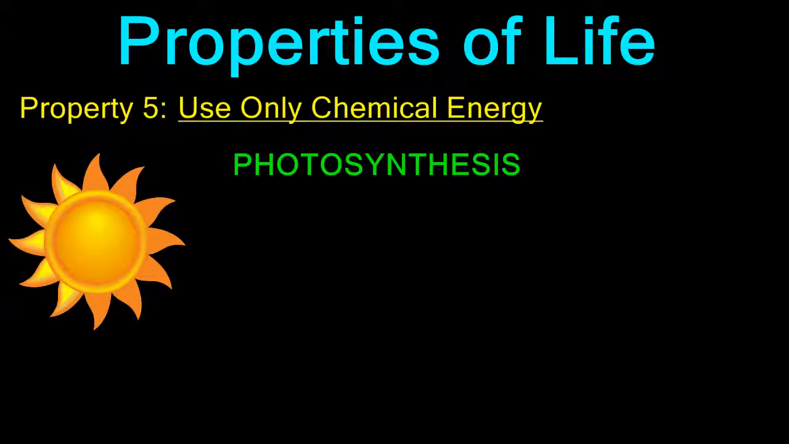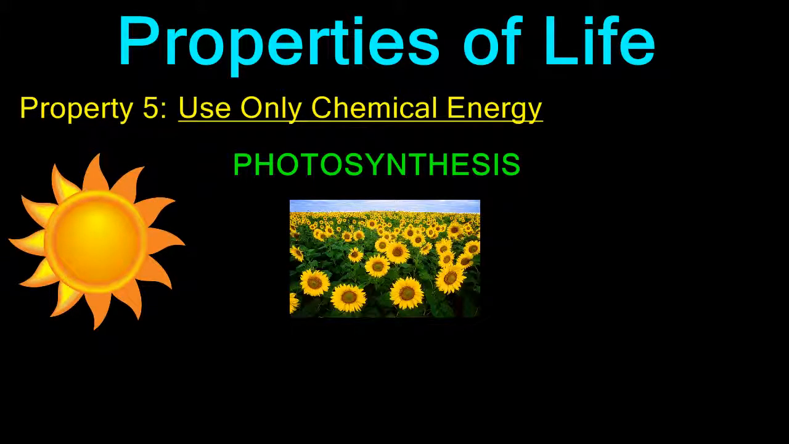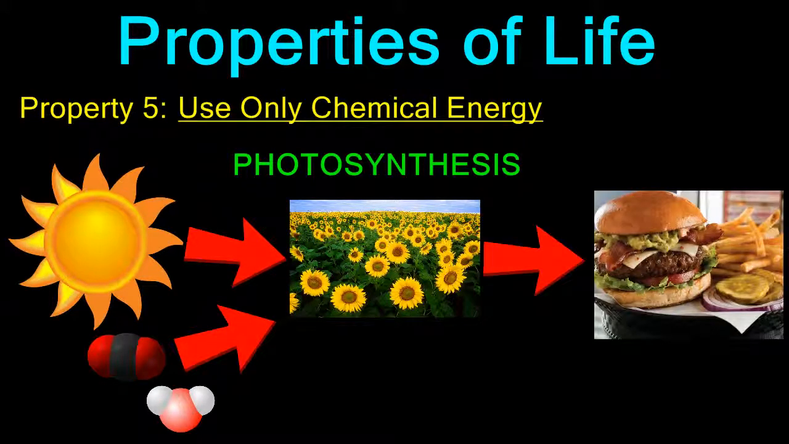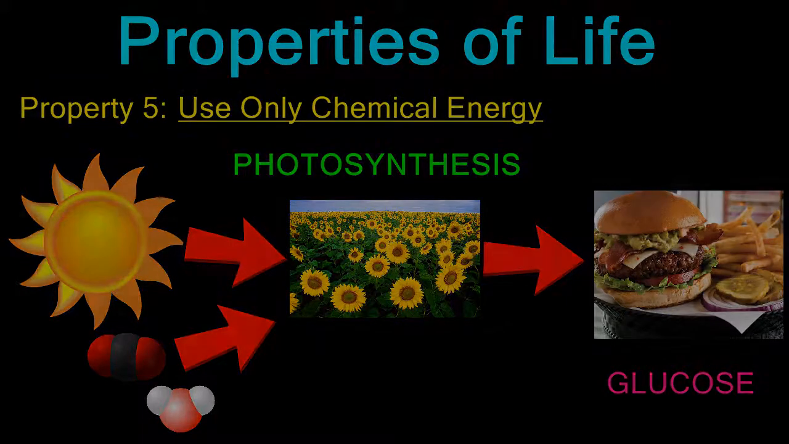In this process of photosynthesis, producers, like plants, can capture the energy from the sun. They also take in raw materials from their environment, like carbon dioxide and water, and they convert that into food in the form of glucose. This glucose is chemical energy, and it's what the entire rest of the ecosystem depends on.